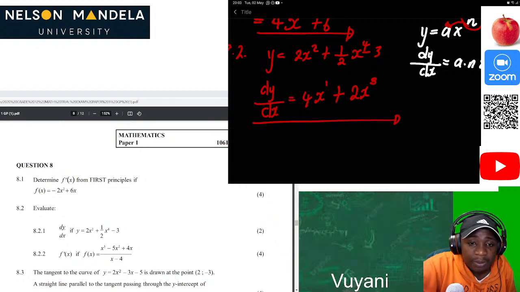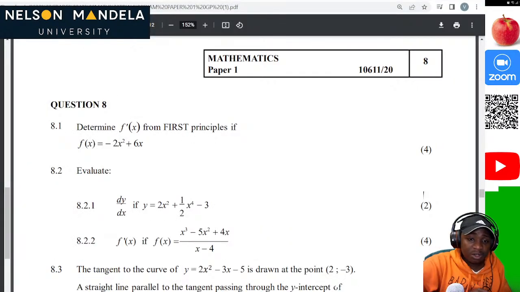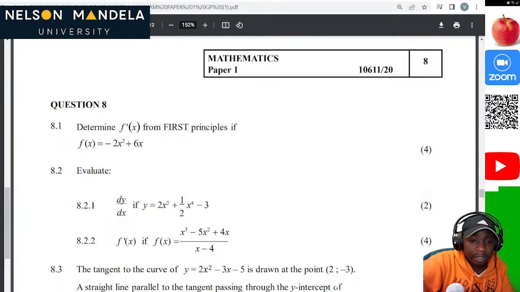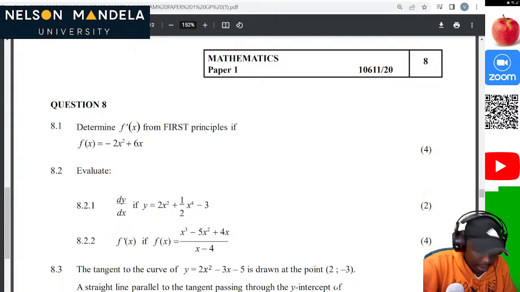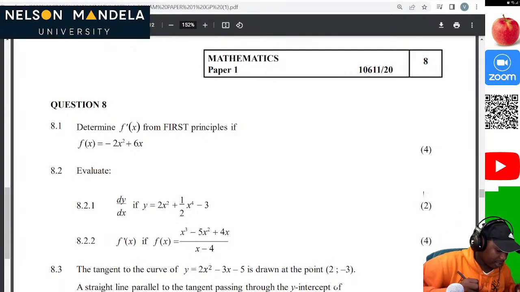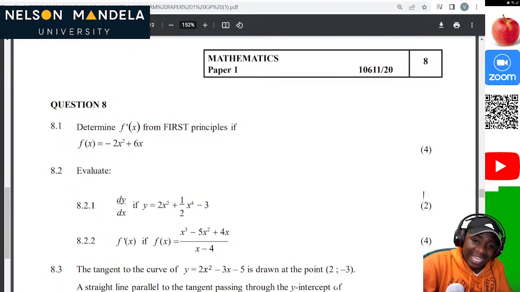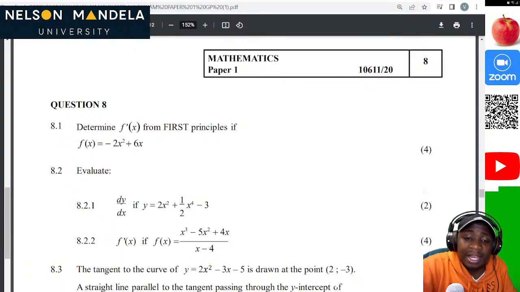Now let's proceed to the next question. In the next question we are given f of x is equal to that. That looks ugly. 8.2.2. So we are given f of x is equal to x cubed minus 5x squared plus 4x, divided by x minus 4. This is 4 marks. This is interesting. Now we must think before we solve anything. Let's think how we can manipulate and solve this.